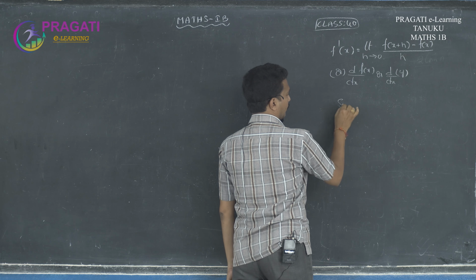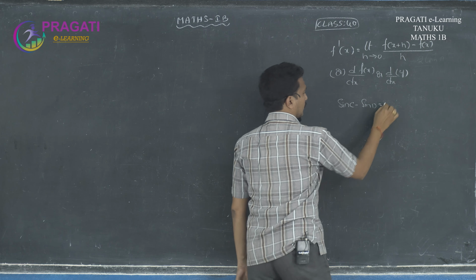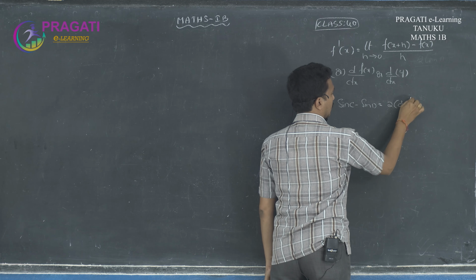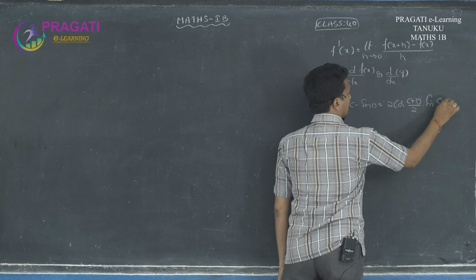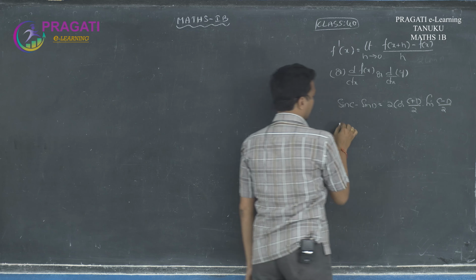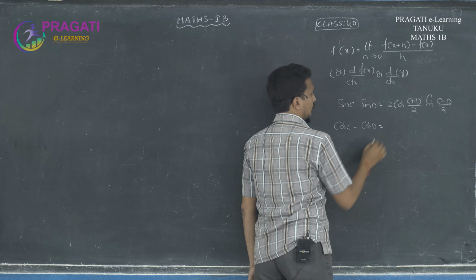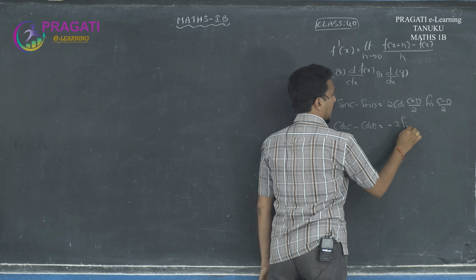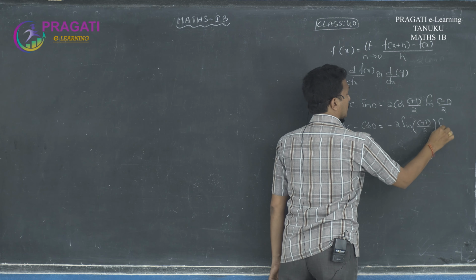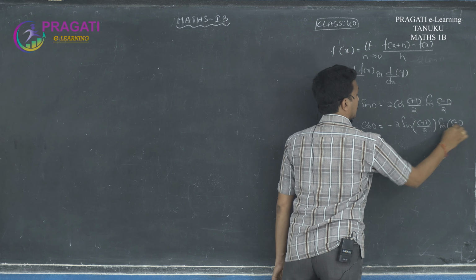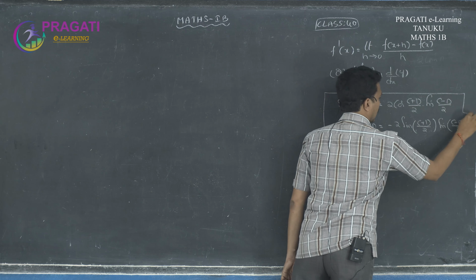Here, sin c minus sin d. The formula is 2 cos of c plus d by 2 into sin of c minus d by 2. Cos c minus cos d is equal to minus 2 sin of c plus d by 2 into sin of c minus d by 2. Here we use these two formulas in this chapter.